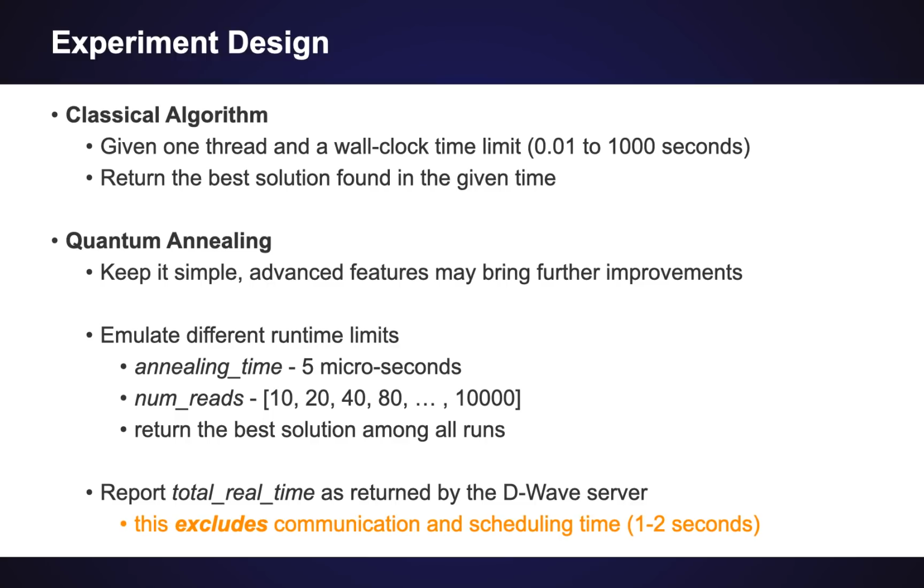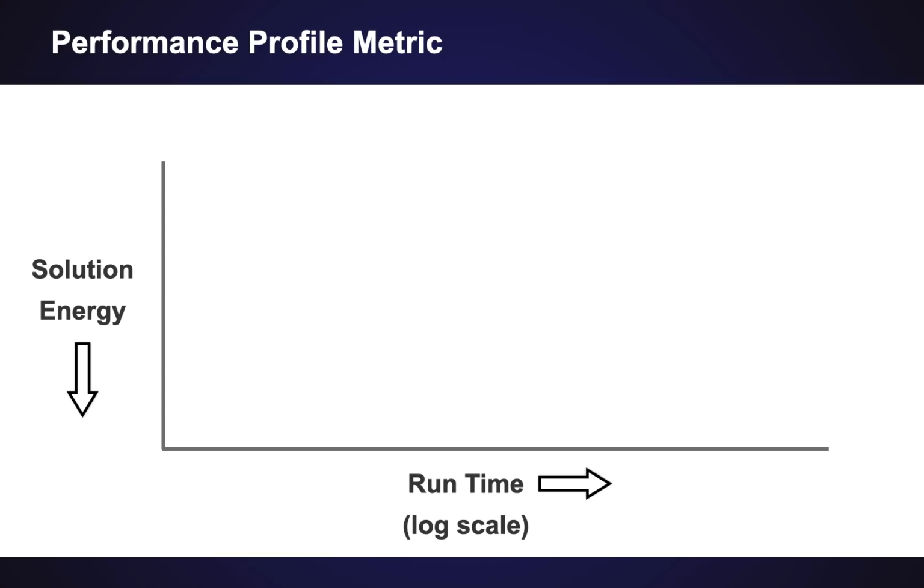Now, I think there's two details to highlight. We didn't use any of the advanced features on the 2000Q platform, like annealing schedules or annealing offsets. Potentially those could significantly improve these results. And then in terms of the runtime we're going to report, we're going to do total real time as returned by the D-Wave server, which excludes communication and scheduling, which is roughly 1 to 2 seconds. But in principle, that could be removed through engineering effort.